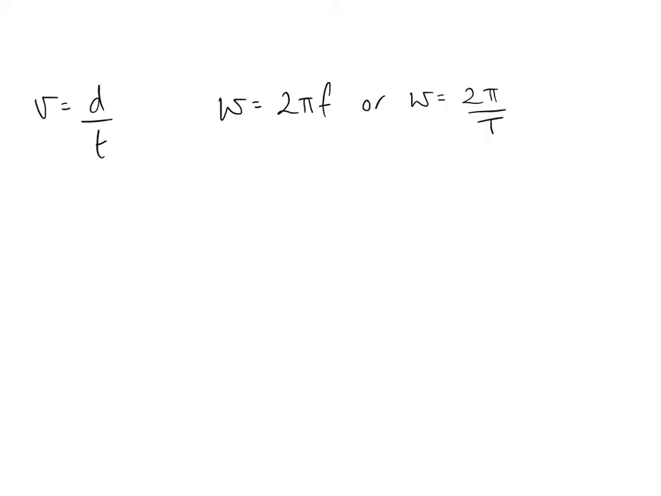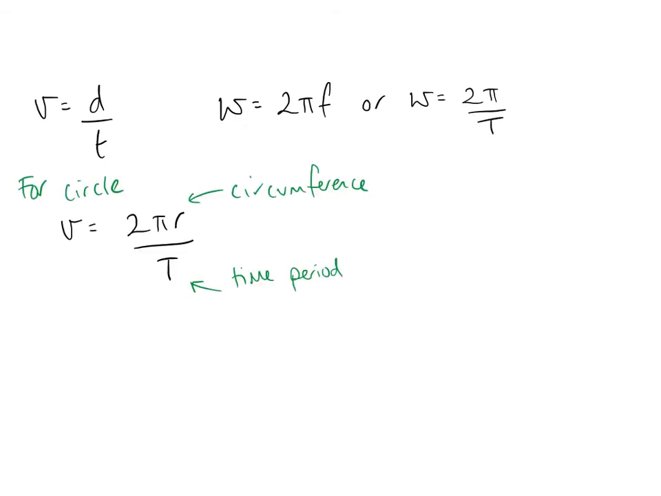Let's go back to our equations and consider one that we've used for many years. Velocity equals distance divided by time, and also omega equals 2 pi f, or angular velocity, and that can be rewritten as 2 pi over T for time period. When talking about a circle or circular motion, we can therefore say the distance is 2 pi r, because that's the circumference of a circle, and the time it takes is T, the time period, so velocity equals 2 pi r divided by T.